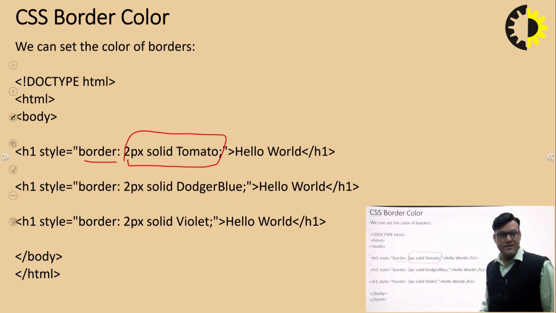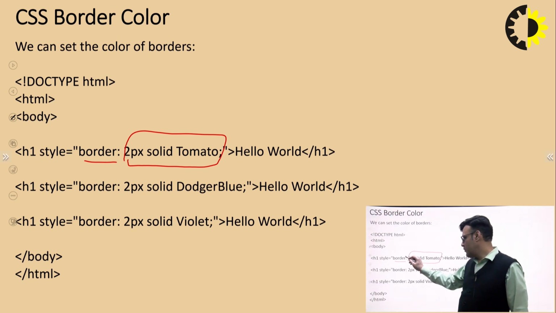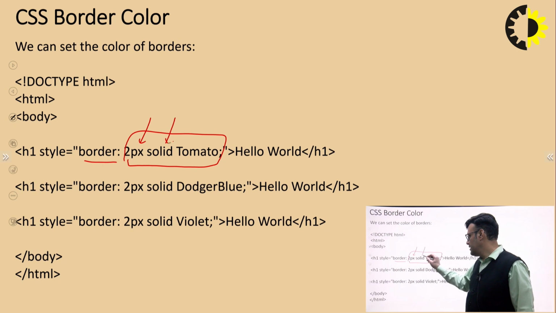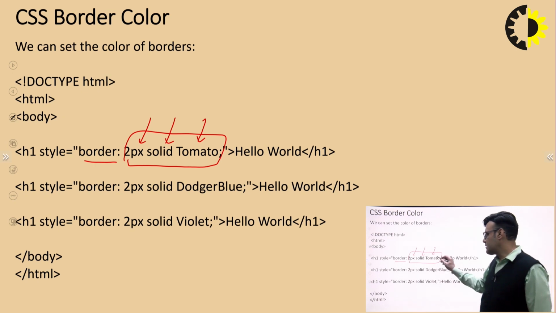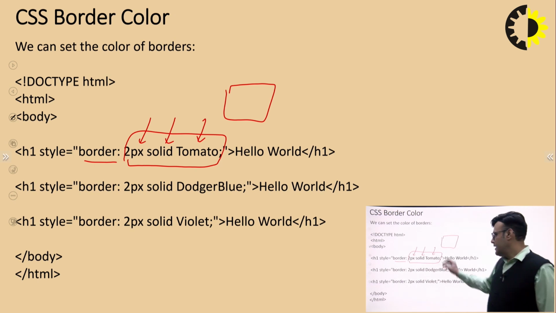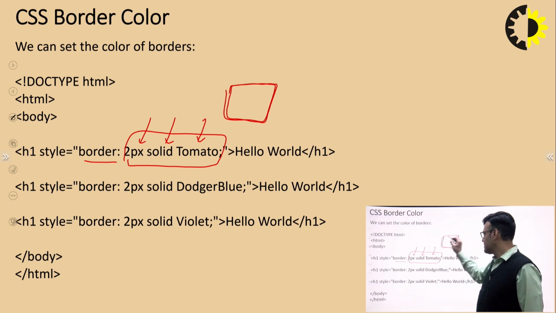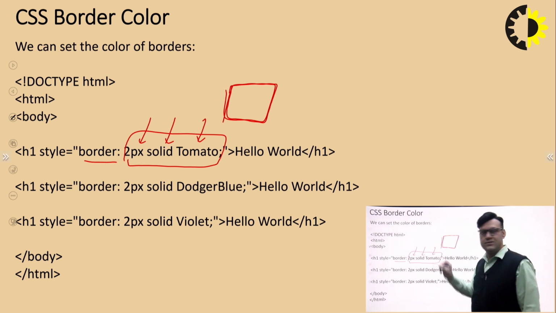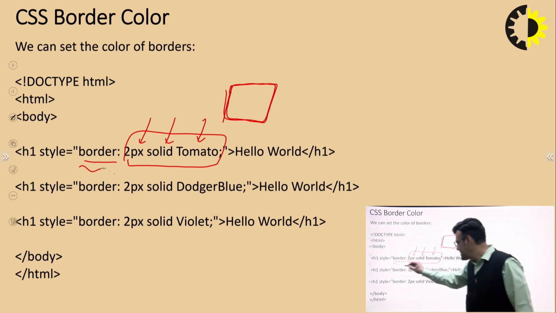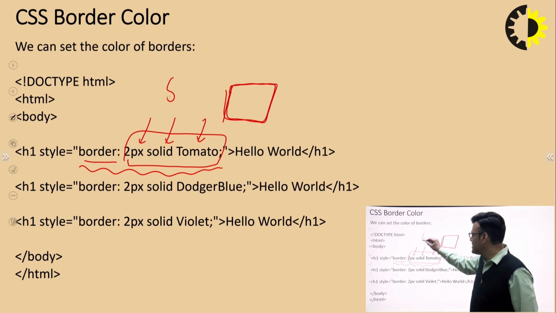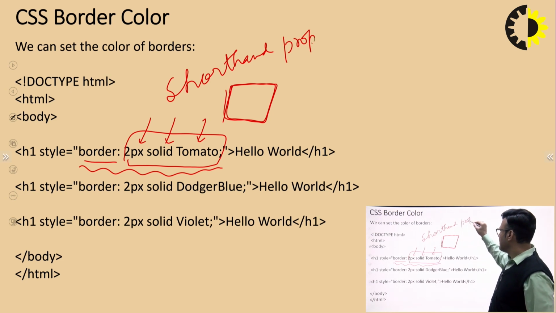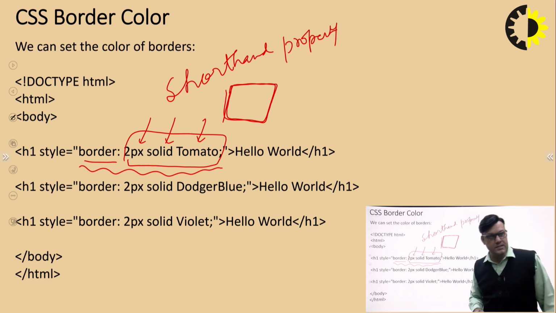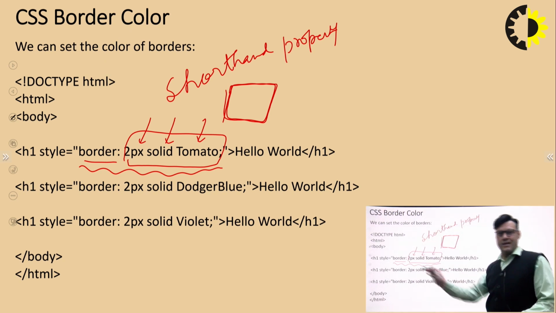You can see that we have set this border with the values of 3 properties: 2 pixels, solid, and tomato, meaning the color of the border is tomato. The line should be a dark, solid line, and it is 2 pixels wide. Such an assignment is called shorthand. This is the shorthand property of the border. I have used shorthand, meaning I have used a number of properties in a single line.